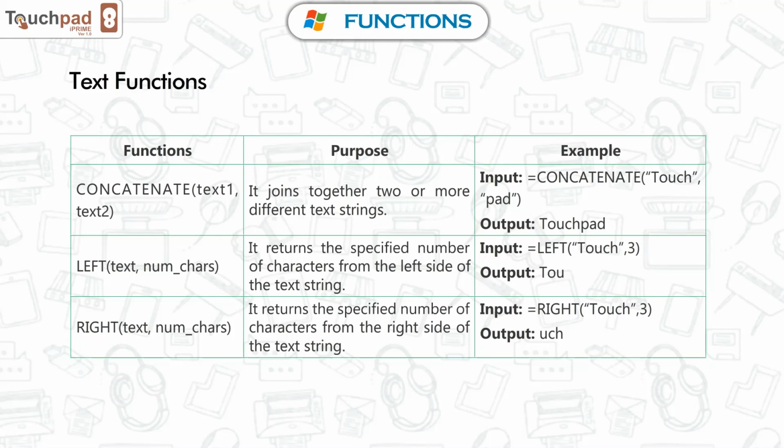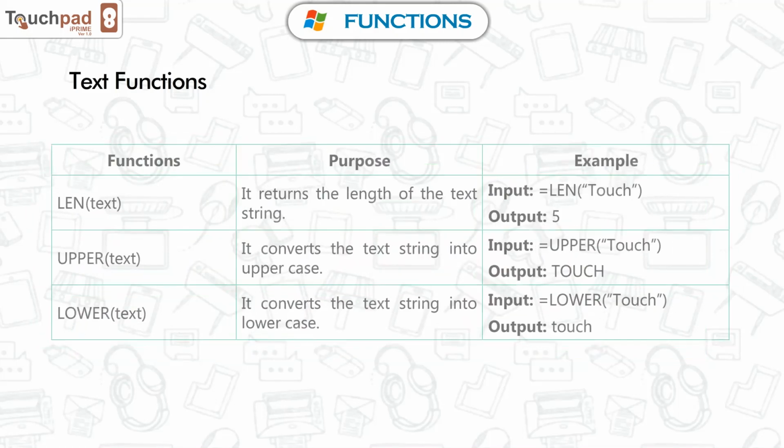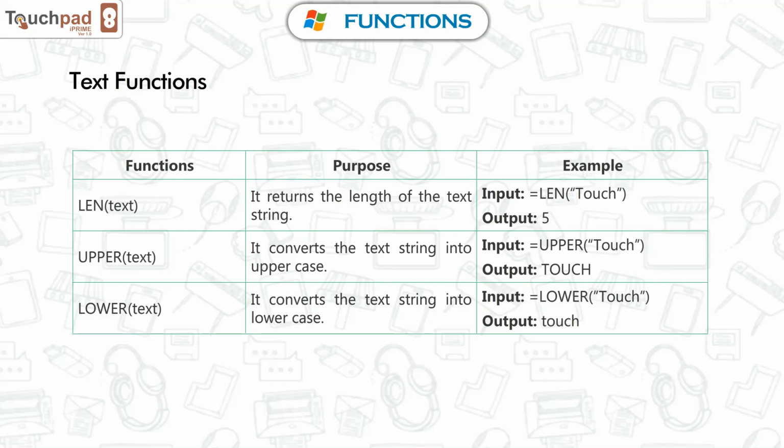RIGHT(text, num_chars). It returns the specified number of characters from the right side of the text string. Input: =RIGHT("touch", 3). Output: UCH. Functions, purpose, example. LEN(text). It returns the length of the text string. Input: =LEN("touch").